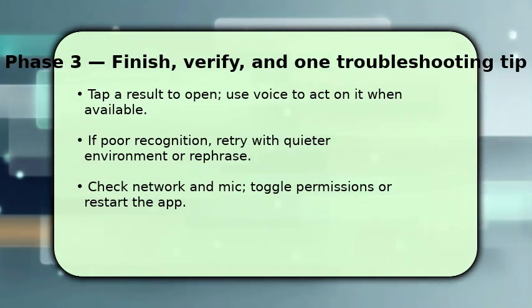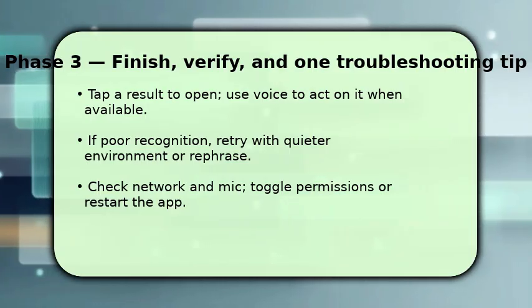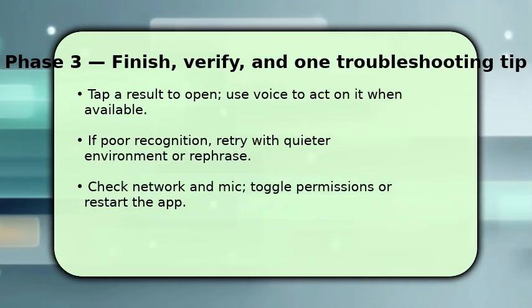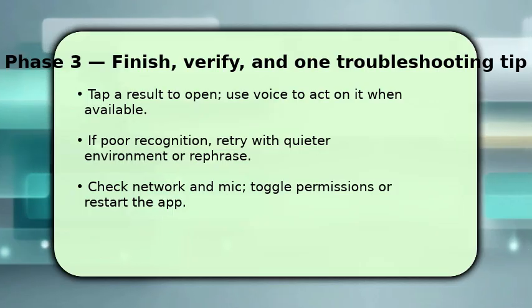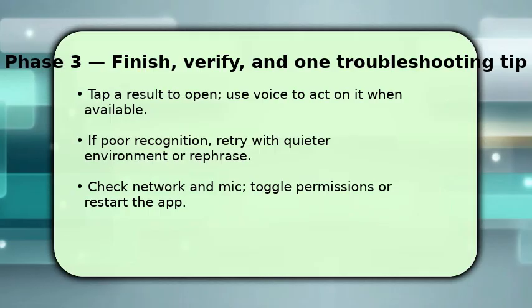If the assistant mishears you, pause and rephrase using simpler wording. A quieter room often fixes recognition issues. Make sure your network connection is stable and the microphone is unobstructed. If problems persist, toggle microphone permissions or restart the app. That clears common glitches. One key troubleshooting tip: switch to typing when repeated voice attempts fail. Then review settings before trying voice again.